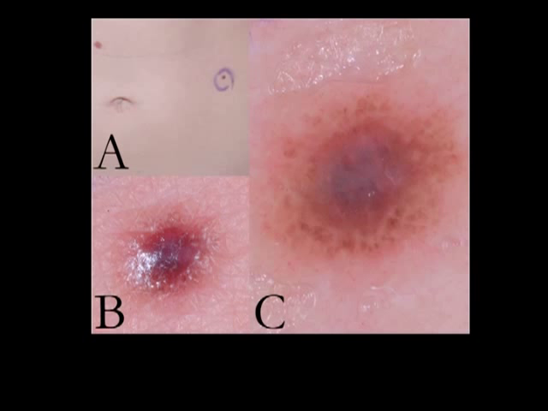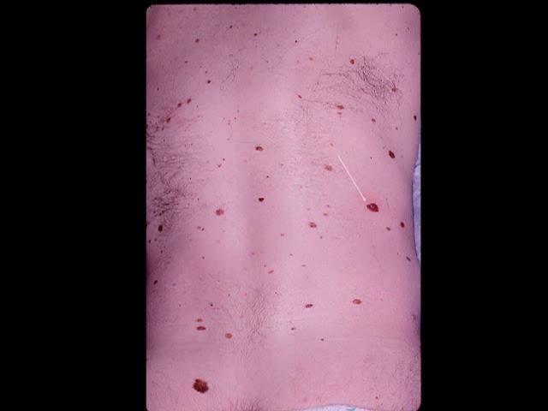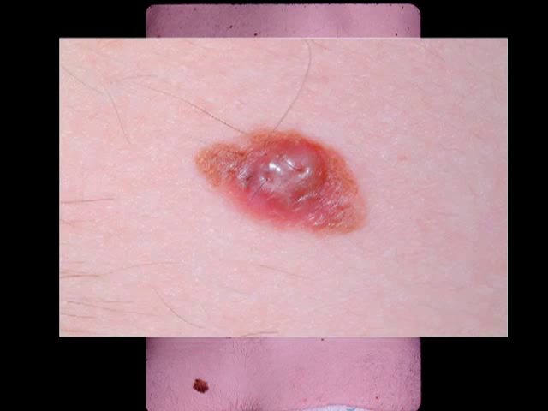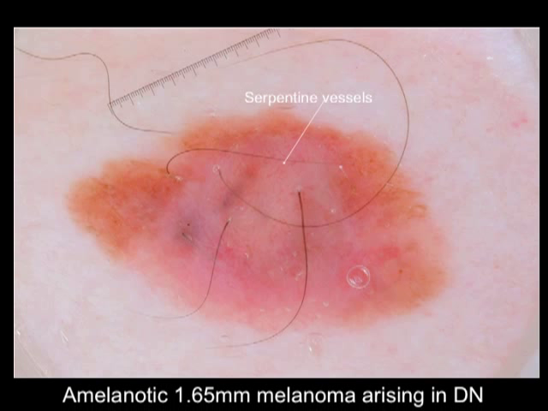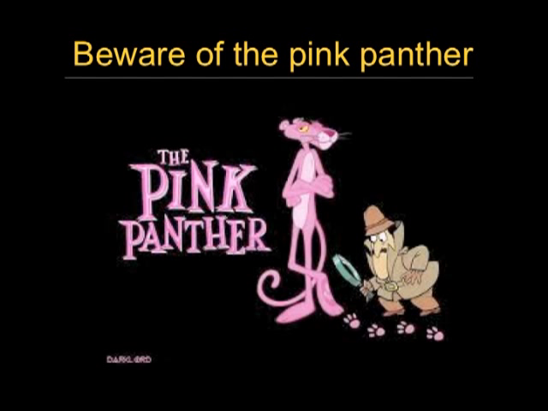A few more examples. Here's a symmetric lesion on the abdomen of a young lady. Dermoscopy reveals a symmetric lesion with irregular globules in a blue-white veil. This lesion was biopsied and was consistent with a melanoma. This is another symmetric lesion on the back of this gentleman. Under dermoscopy, it reveals serpentine vessels. This proved to be a 1.6 millimeter amelanotic melanoma arising in a dysplastic nevus.